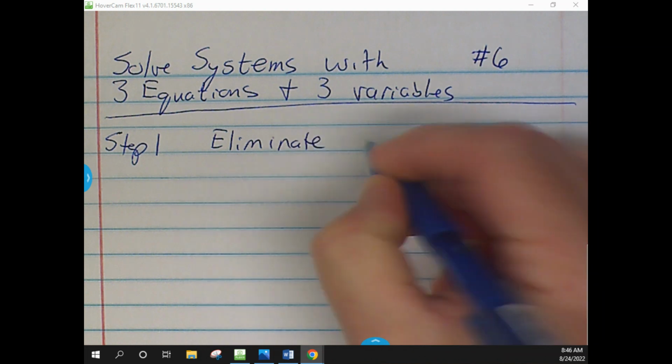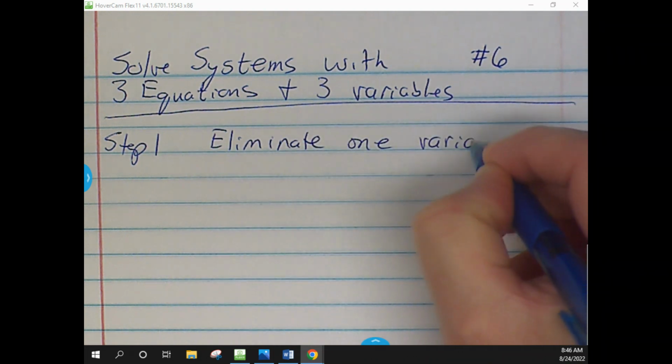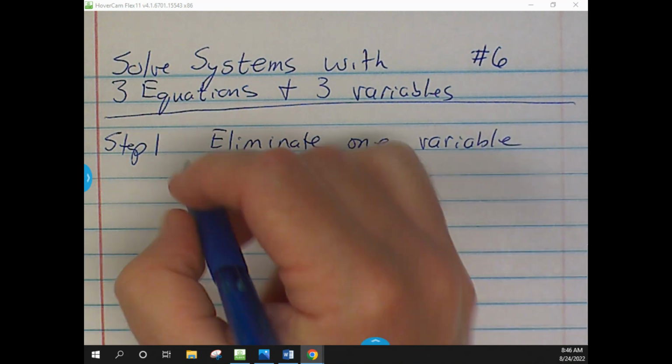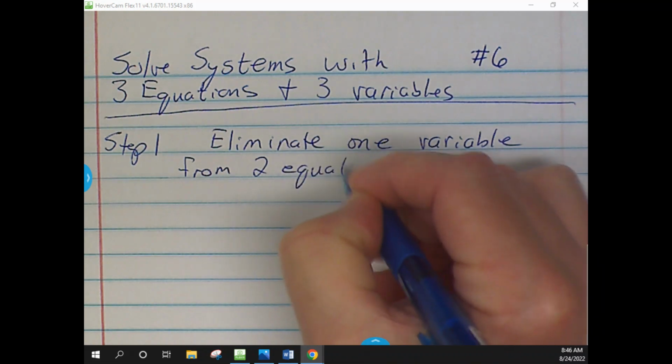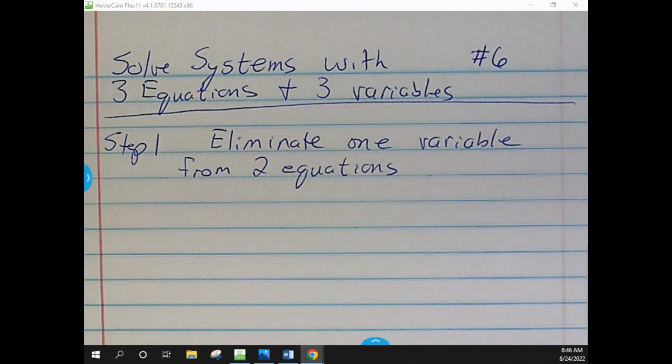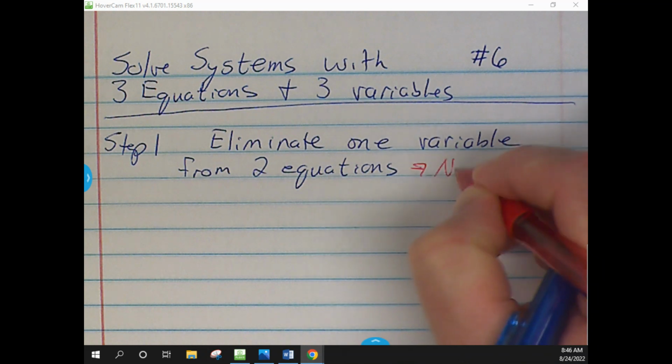So, all right, step 1. You're going to eliminate one variable from 2 equations. So we're still going to do elimination. You still just pick what you think would be the easiest variable to eliminate, just like we were doing before, and you're going to eliminate one of the variables from 2 of the equations. We're not doing all 3 equations at one time. We're doing this in pieces. When you add these 2 equations together and eliminate this one, we're just going to say that's like a new equation 1.